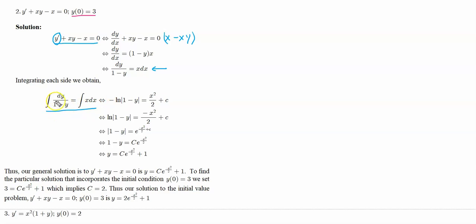Now the antiderivative of 1 over 1 minus y is negative the natural log of the absolute value of 1 minus y. Remember, we had a result like this previously. Using a substitution like u equals ax plus b, it's easy to show that the antiderivative of 1 over ax plus b is 1 over a times the natural log of the absolute value of ax plus b, like that. Recall that?